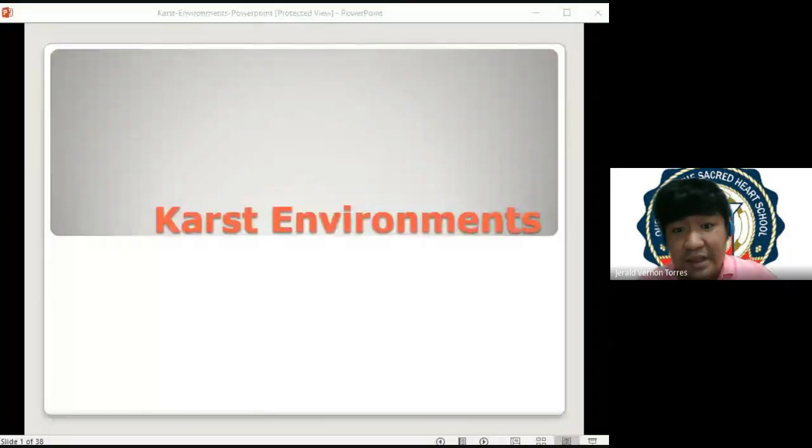Okay, before we discuss sinkhole formation, I think we need first to understand ano ba yung karst environment. Kasi karst environment plus yung ating sinkhole. Sinkhole is an example of a karst environment, and in order for you to understand what truly a sinkhole is, kailangan maintindihan natin ano ba yung karst environment.